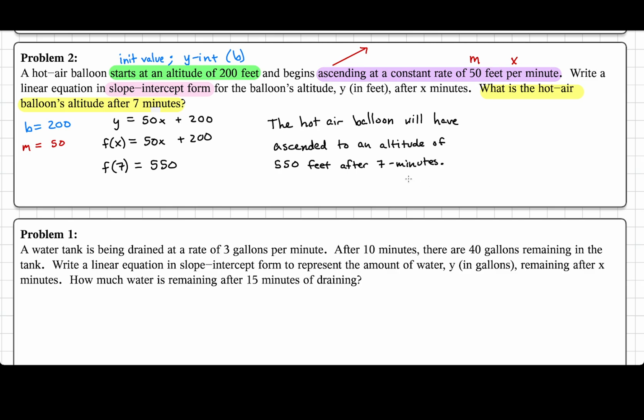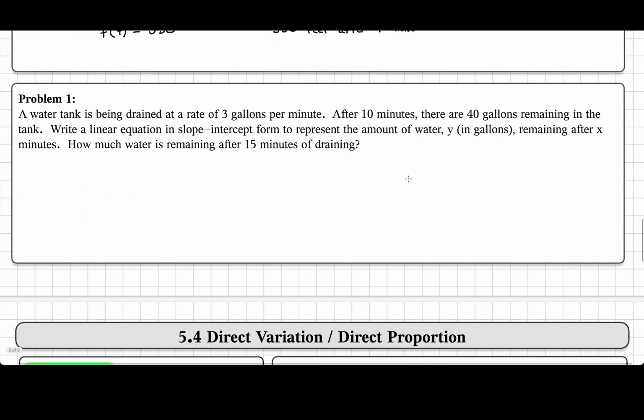Okay, last question. A water tank is being drained at a rate of 3 gallons per minute. After 10 minutes, there are 40 gallons remaining in the tank. Write a linear equation in slope-intercept form to represent the amount of water remaining after x minutes, and then how much water is remaining after 15 minutes. So again, we want it in slope-intercept form.